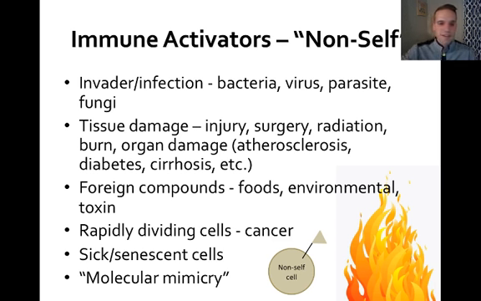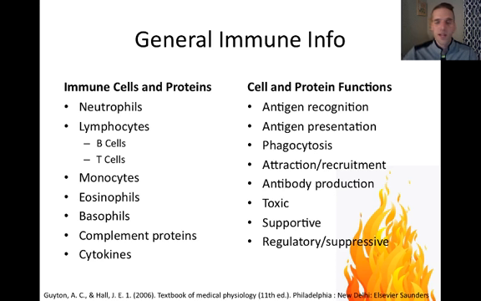Sick and senescent cells is essentially a way of saying that as cells get older and die, the body has a way to kill them off, and they get replaced by new cells. So sick and senescent cells are replaced by the immune system. And then molecular mimicry is something we'll talk about. This is an example of where our own self cells are attacked by our immune system because they look similar to something that we've been exposed to in the past. We'll talk about this more in the autoimmune video because it's a very prevalent theory as to why autoimmunity develops, is recognizing our own cells as invader cells.